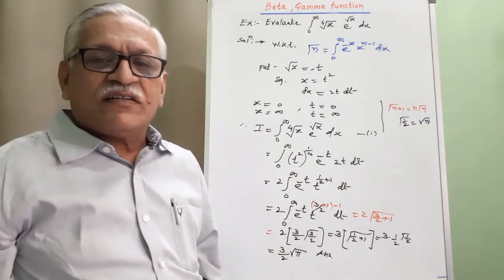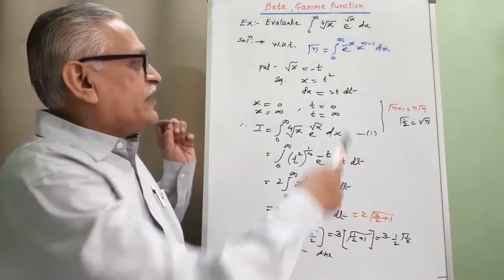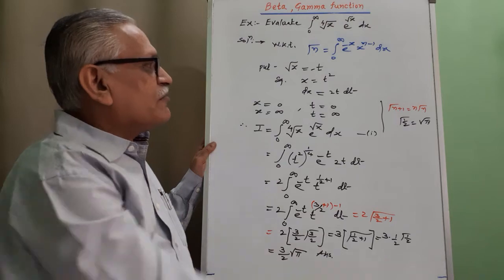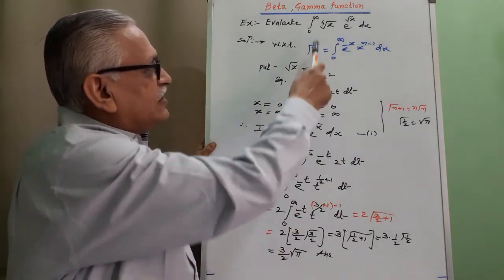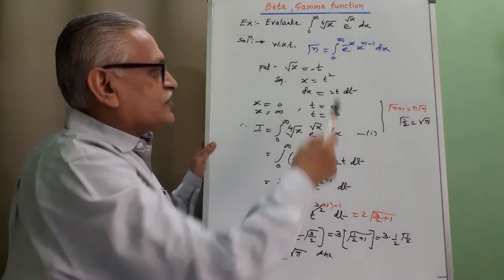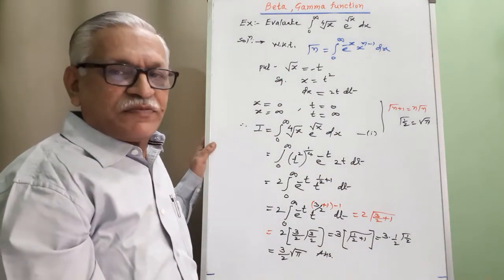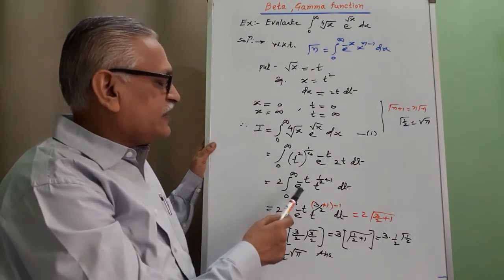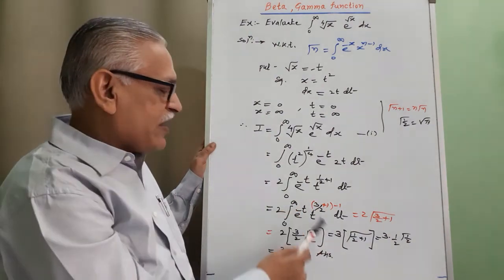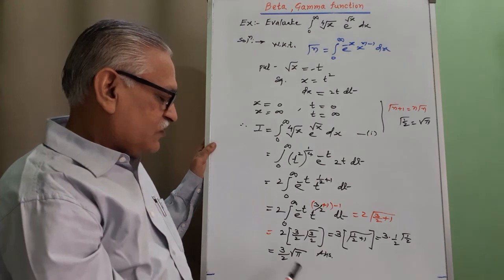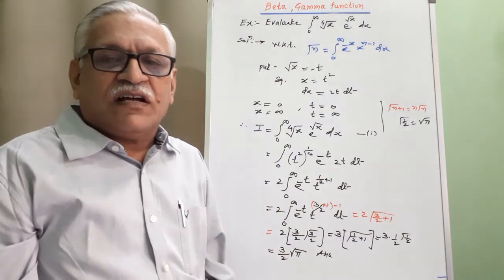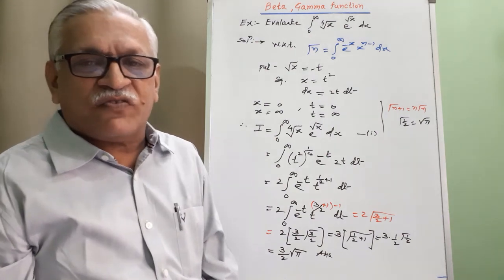The value of that definite integral is obtained by applying the definition of the gamma function, means converting that integral in terms of gamma function by the substitution root x is equal to t, thereby converting it in the form of the gamma definition, and then applying that definition we get the value as 3 by 2 into root pi. One more I will discuss in my next video.